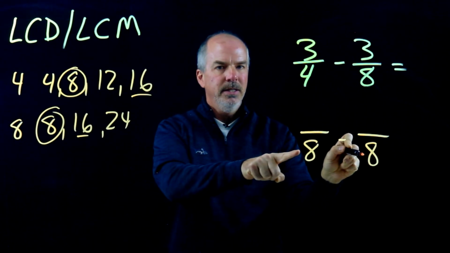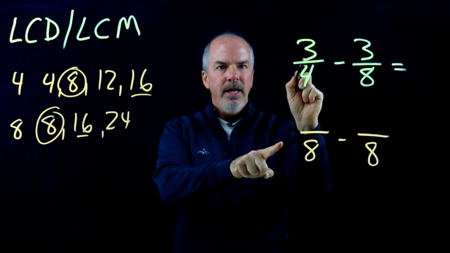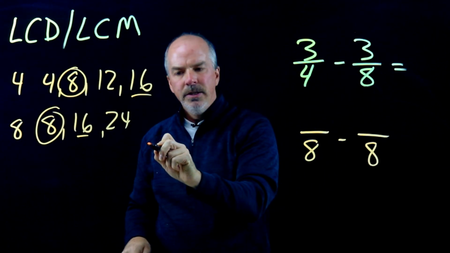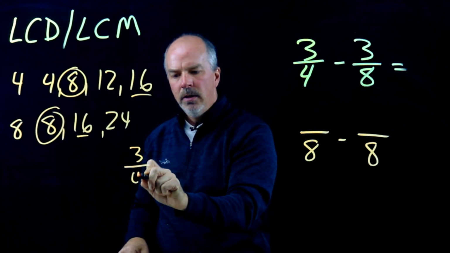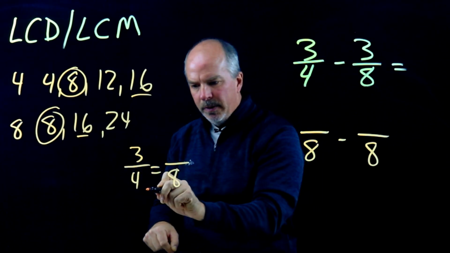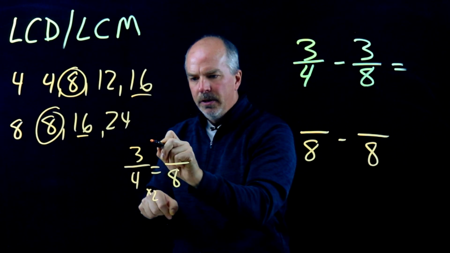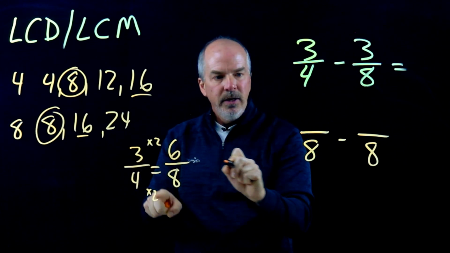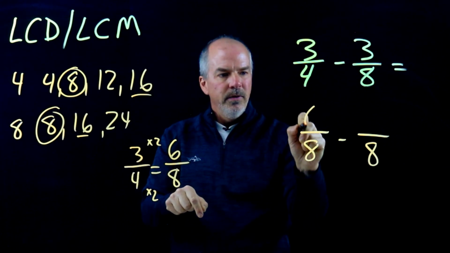So that's why I changed it to something over 8. So I've found the common denominator. Now I've got to create equivalent fractions. So 3 over 4 becomes something over 8. Well, to get from 4 to 8, I multiply by 2. So I'll do the numerator also by 2, but keep it equal because I've got an equal sign. So that's 6 over 8. 3 over 4 becomes 6 over 8.